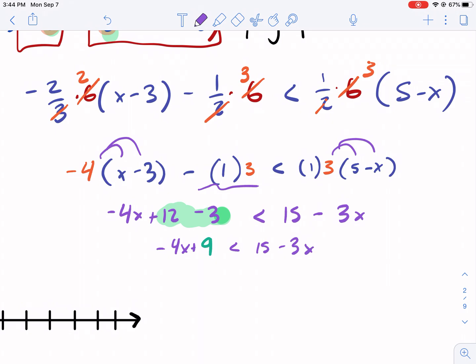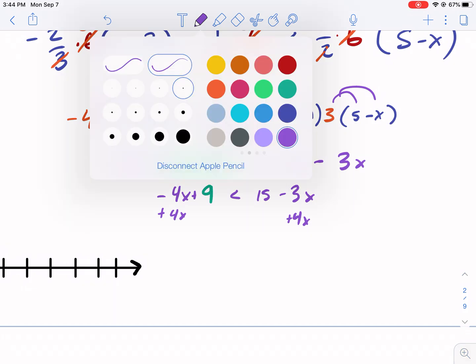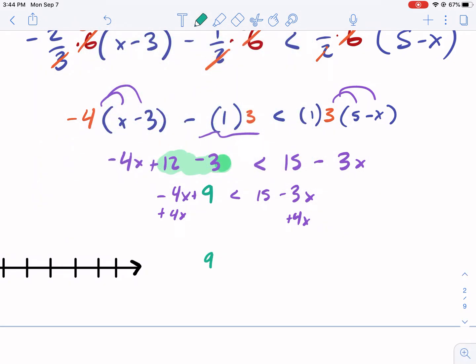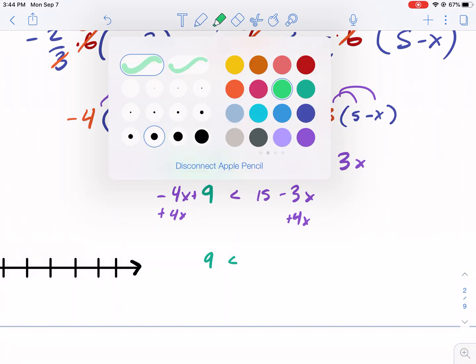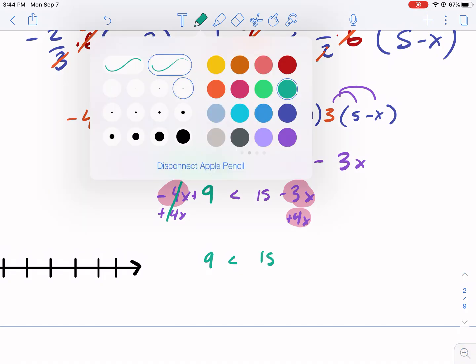Anytime you have variables on both sides, it's more efficient to move the variables first. So we're going to move this 4x on over. Why did I choose the negative 4x? Because it's smaller than negative 3x. Always move the smaller one, and generally that's the best strategy. So now we have 9 is less than, what color do I want to make this guy? These guys combined. Those guys canceled. So less than 15, plus x.